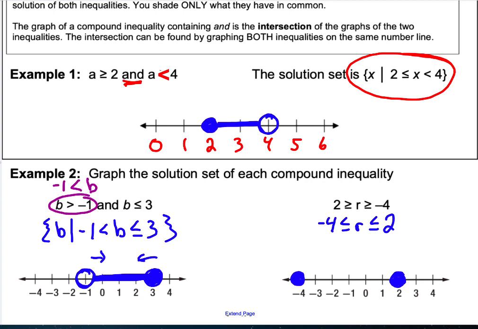So -4 is on the low end, 2 is on the high end, so I want everything in between, so I shade all those numbers in between. So I would write this as r such that -4 is less than or equal to r, and r is less than or equal to 2.